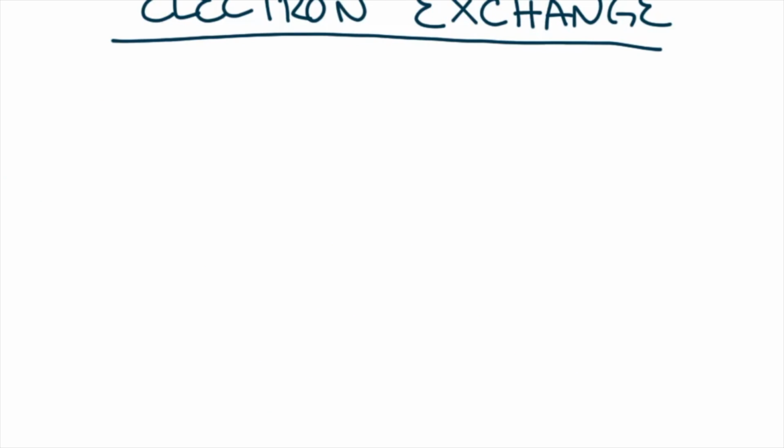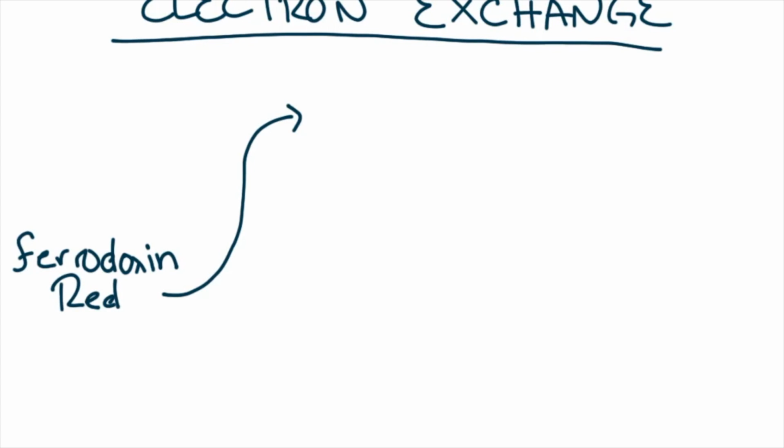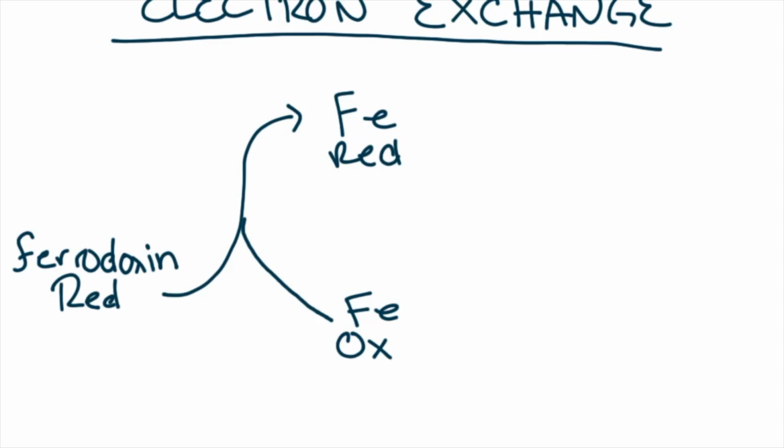Now we're going to look at the electron exchange that makes nitrogen fixation possible. We're going to start with reduced ferredoxin, which is going to transfer its electron to our iron protein, which is going to start in its oxidized state. But as the electron is added from the ferredoxin, it's going to turn into its reduced state. Simultaneously, ferredoxin is also going to return back to its oxidized state.